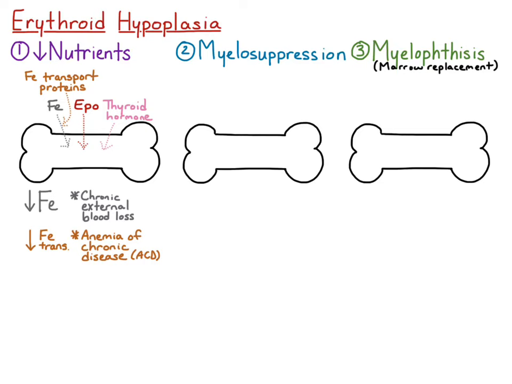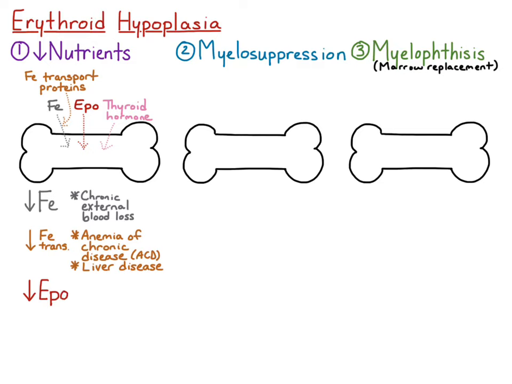A deficiency of iron transport to the bone marrow can also occur with liver disease like liver failure or portosystemic shunts. In either case, the liver isn't producing the iron transport proteins that are needed to get iron to the bone marrow. This type of anemia also tends to be mild to moderate and normocytic and normochromic.